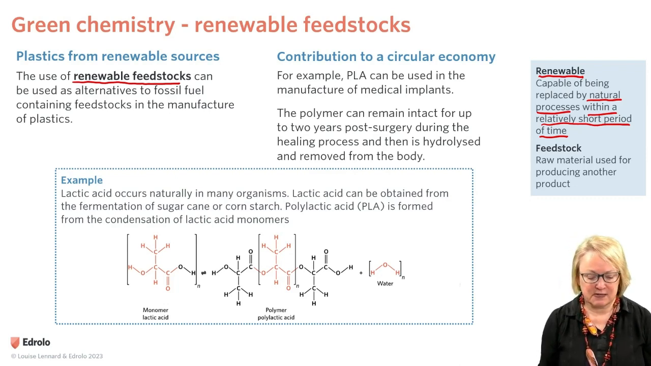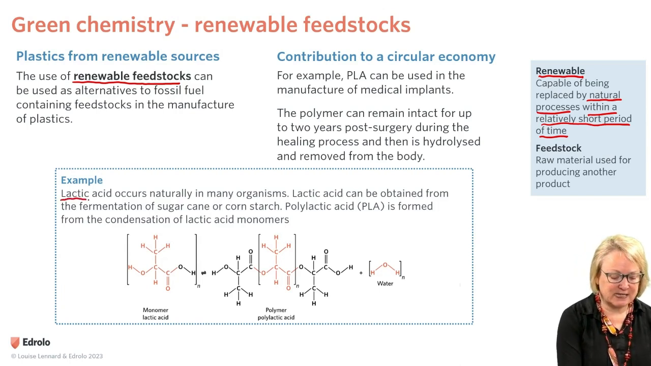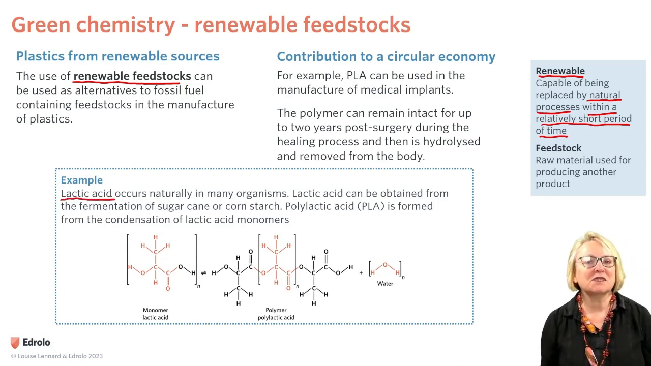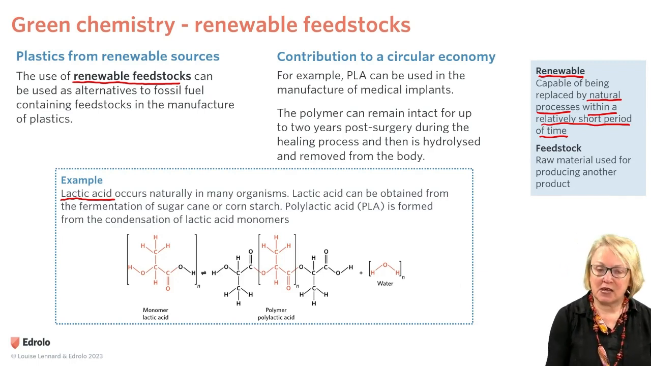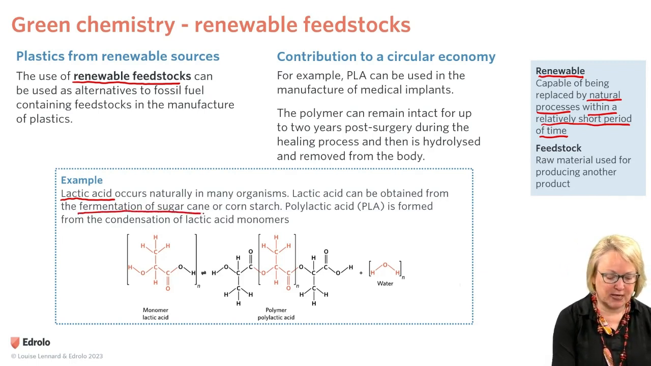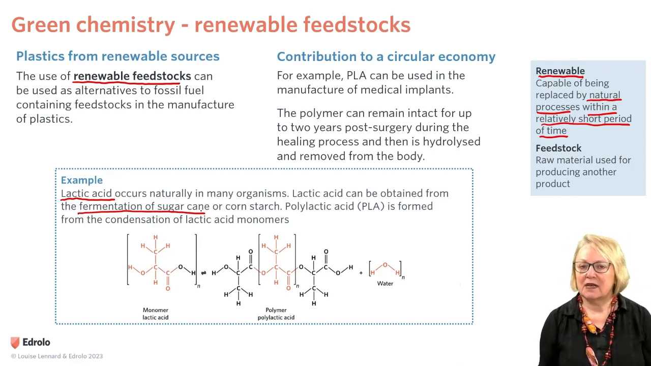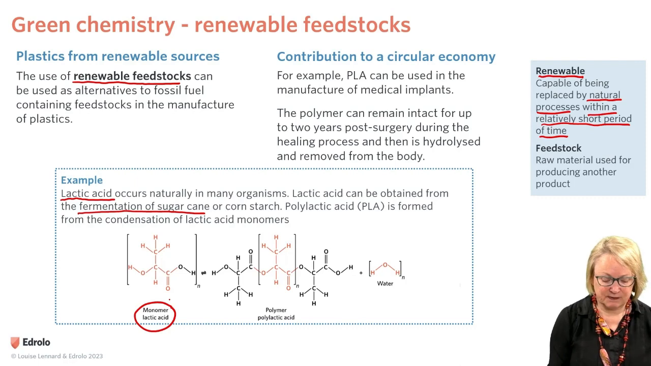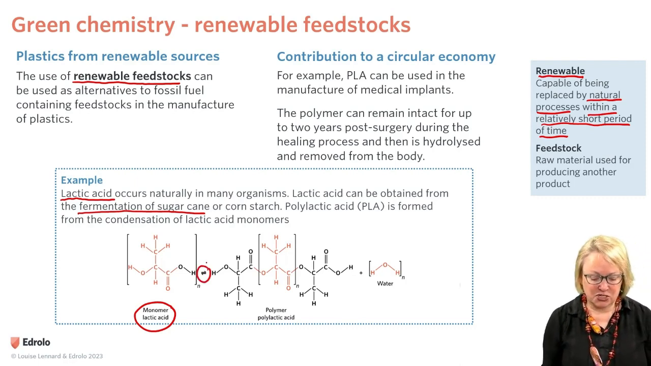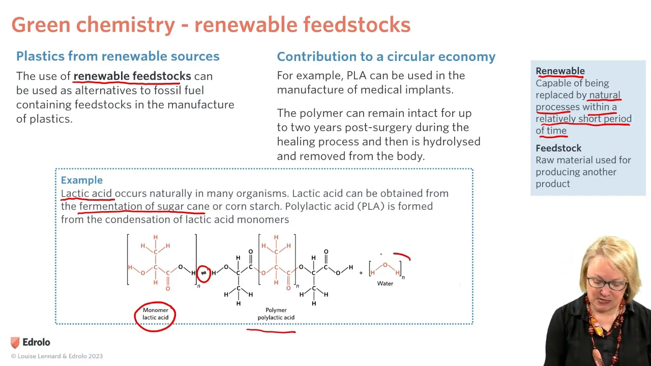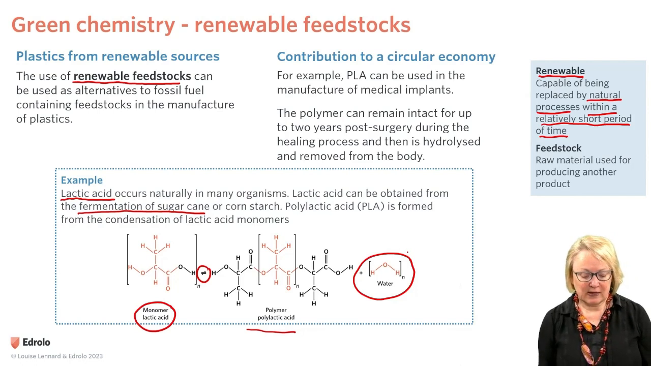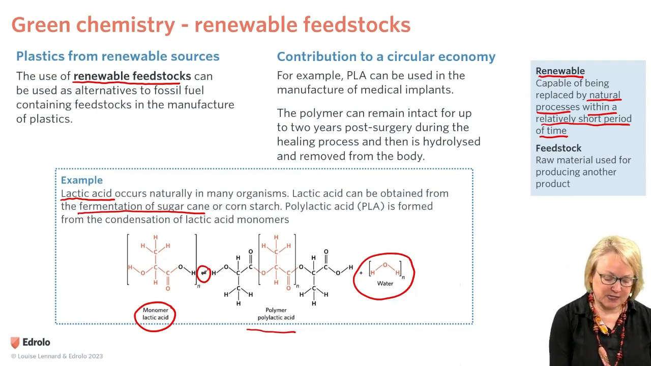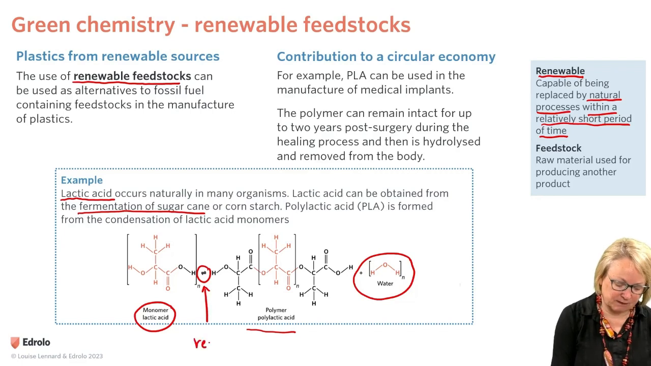manufacture of plastics. For example, lactic acid occurs naturally in many organisms, including in humans. It can be obtained by the fermentation of sugarcane or cornstarch. Polylactic acid is formed from the condensation of lactic acid monomers. So here we've got a monomer of lactic acid. It's an equilibrium reaction, and here we've got our polymer of polylactic acid and water. Being a condensation polymer, this reaction is reversible.